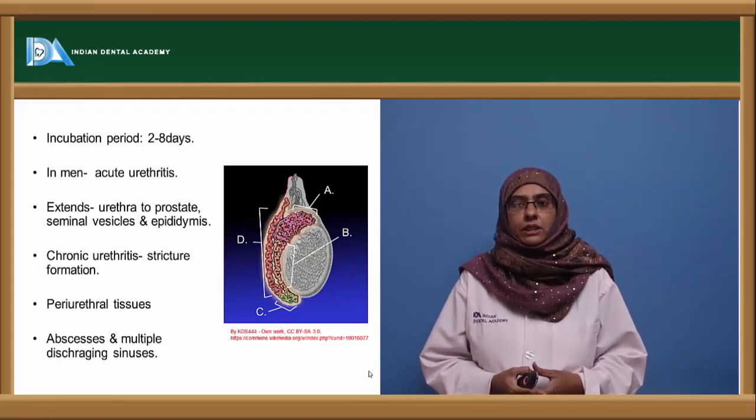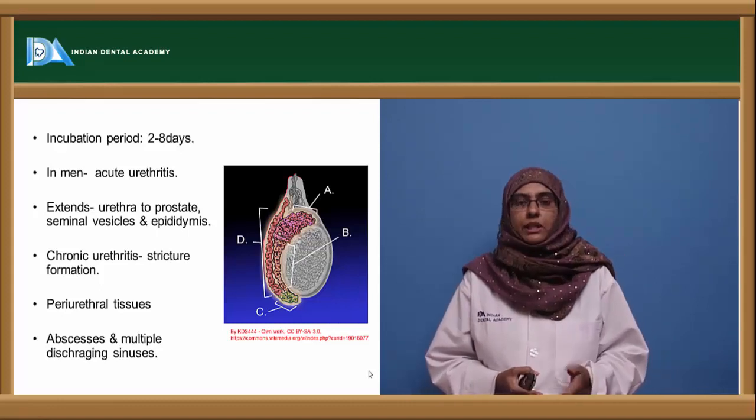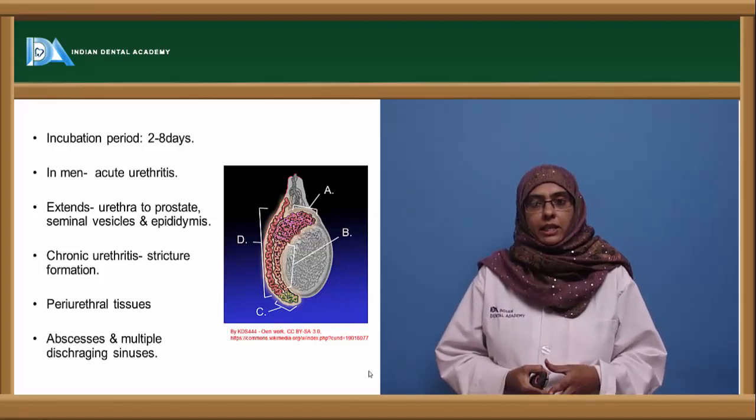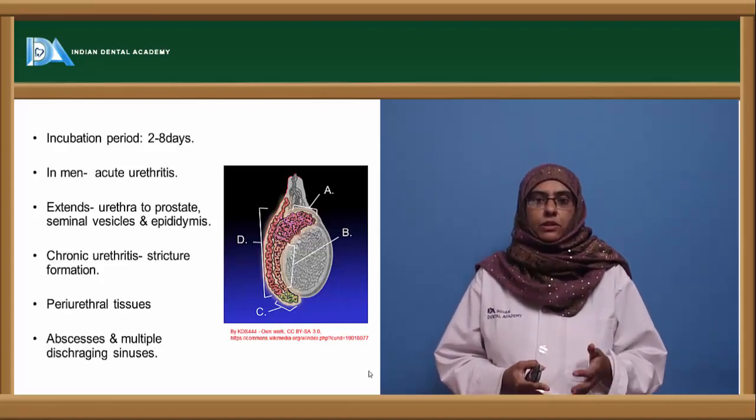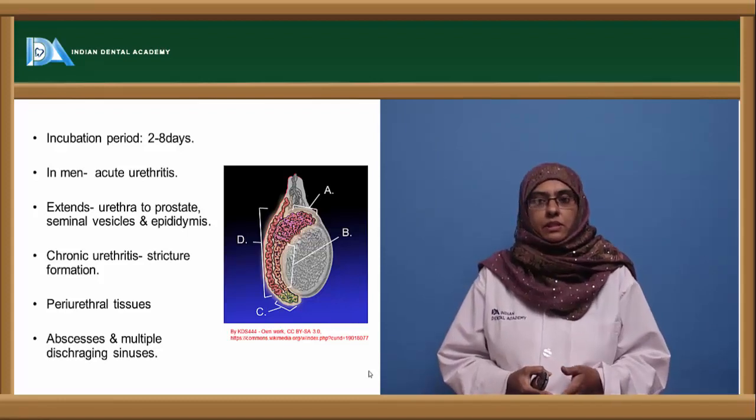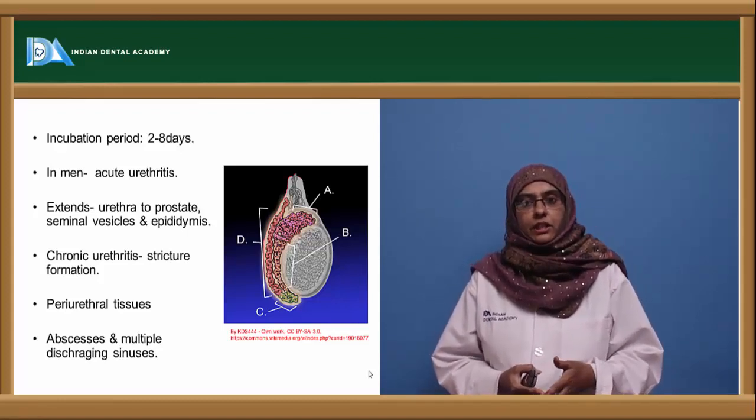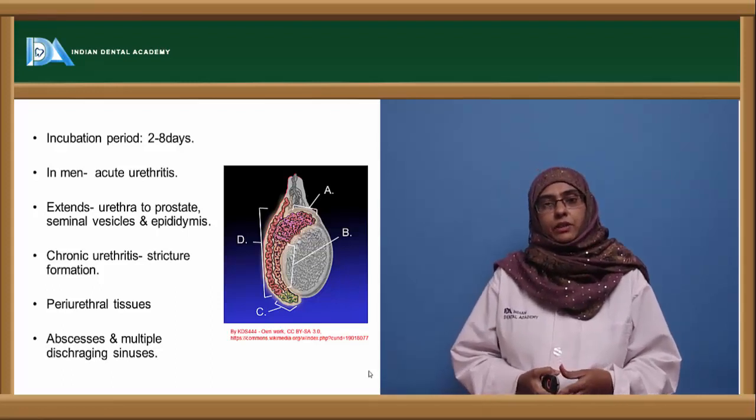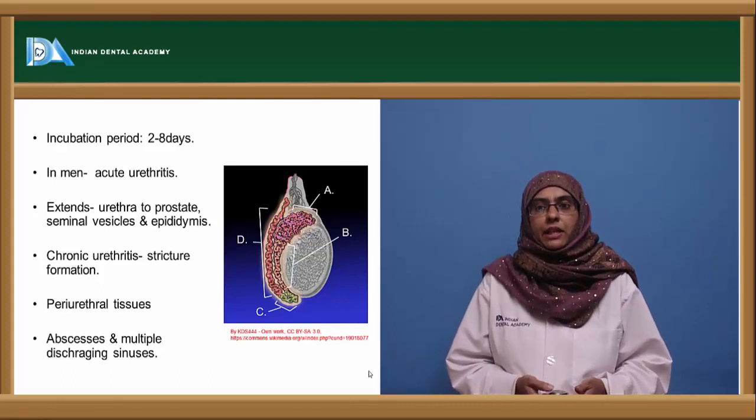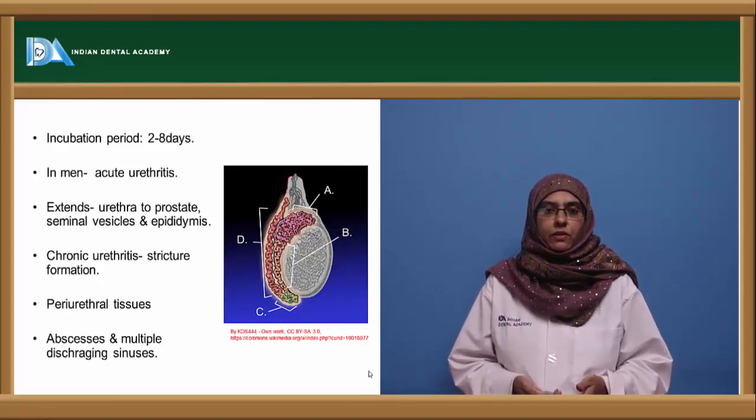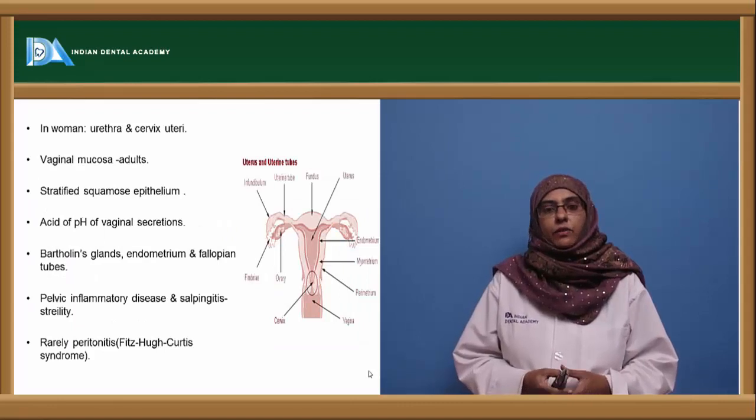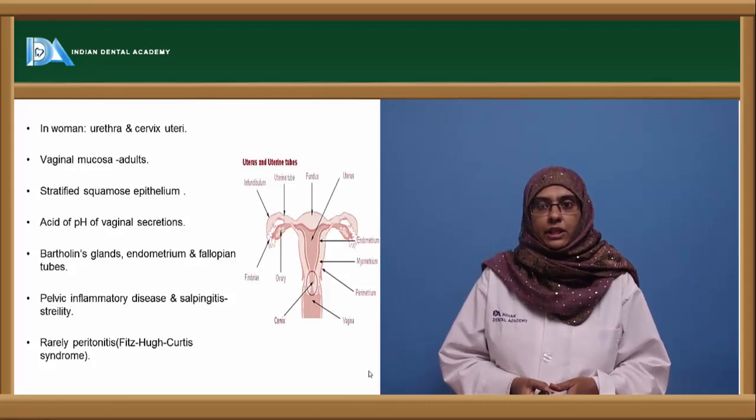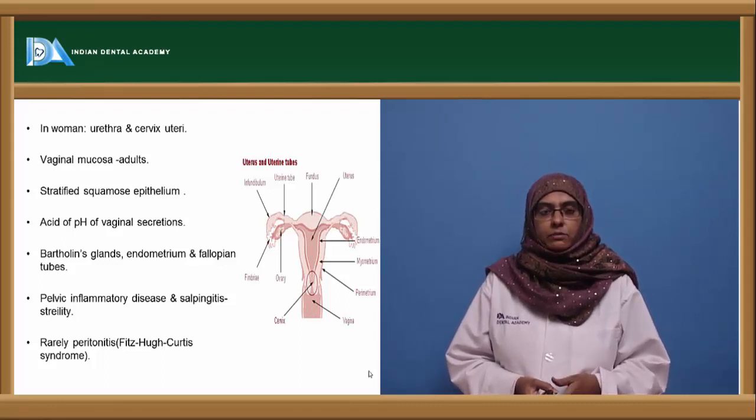In males, it causes acute urethritis, where there is mucopurulent discharge containing a large amount of gonococcal organisms, and the disease can extend from the urethra to the prostate, epididymis, and seminal vesicles. In chronic urethritis, stricture formation can be seen, and the organism can also spread to the periurethral space, where it causes abscesses and multi-discharging sinuses called watering-can perineum.